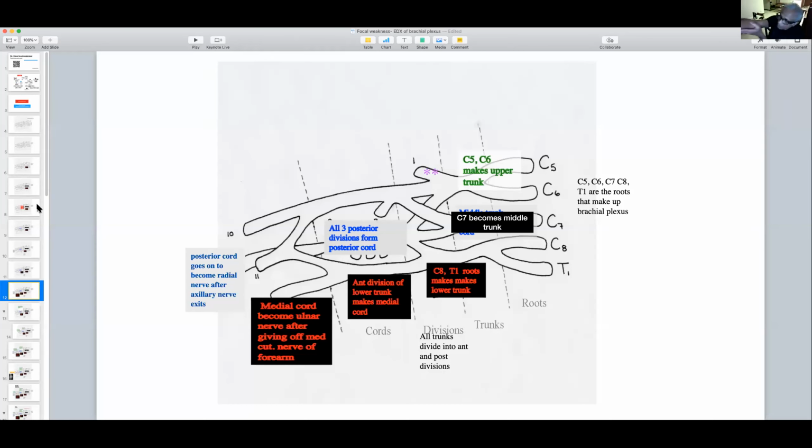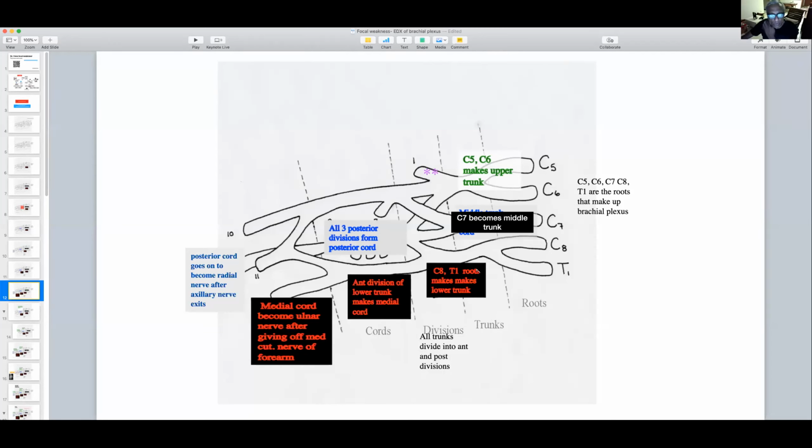And because it's going through the medial part of the forearm, that will remind you that it must give off the medial cutaneous nerve of the forearm before it becomes the ulnar nerve. So now we have the radial nerve, we have the ulnar nerve. Now, what do we have left now?